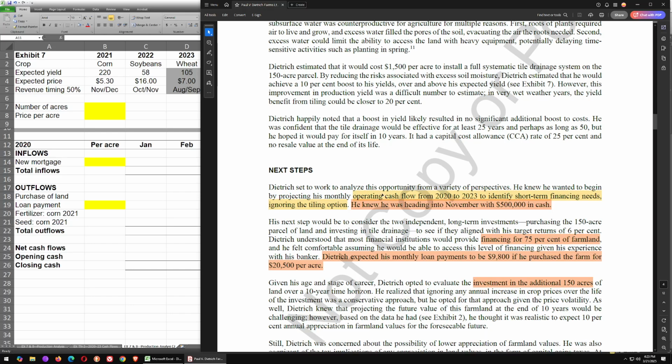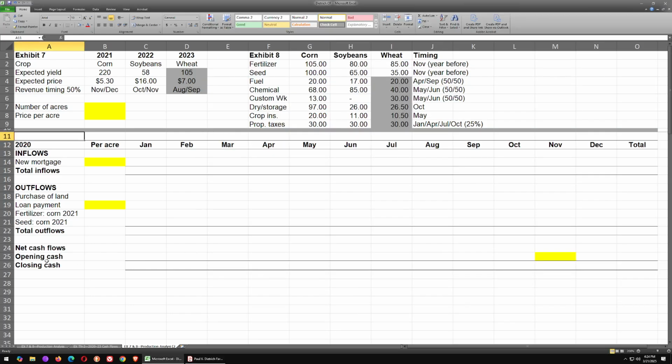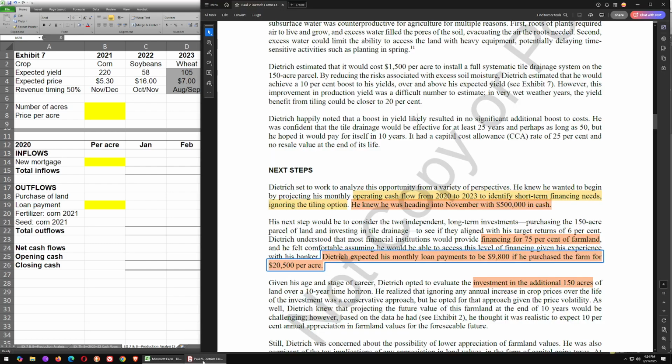So that's one thing. And we're not going to do all those years. We're going to do 2020, which is just the last 2 months where we take out the mortgage and buy the land. 2021, I will do, as you can see here, it will be corn, and then you will do soybeans, and then we'll just leave wheat. So he knew he was heading into November with $500,000 in cash. So we've got a line here that says opening cash, and we're going to put $500,000 there. So that's our opening cash.